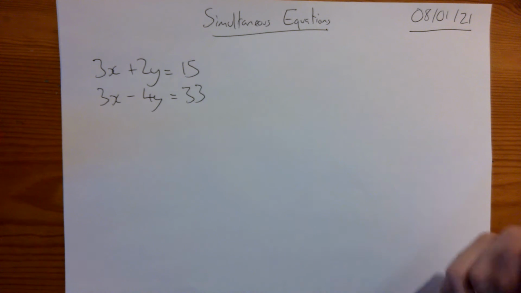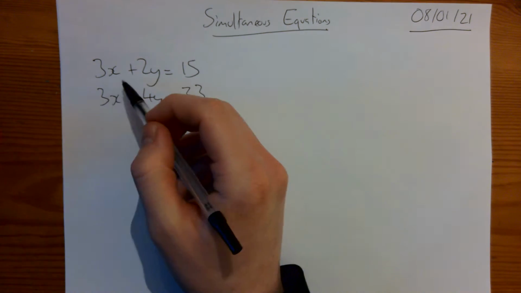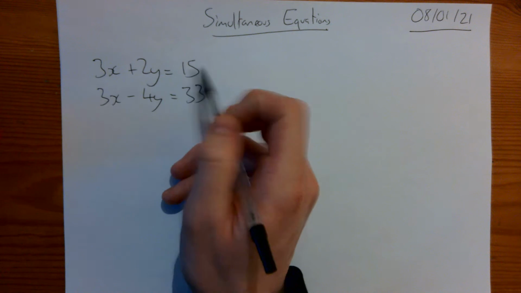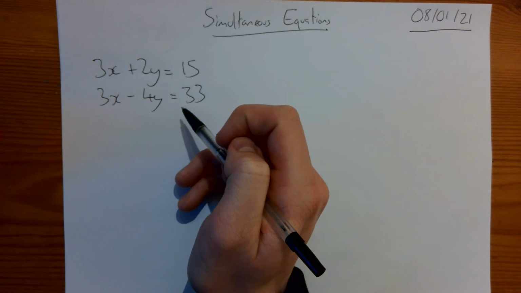So make sure you've got a title and a date, pause the video if you need to, and then first we're going to do 3x plus 2y equals 15 and 3x minus 4y equals 33.